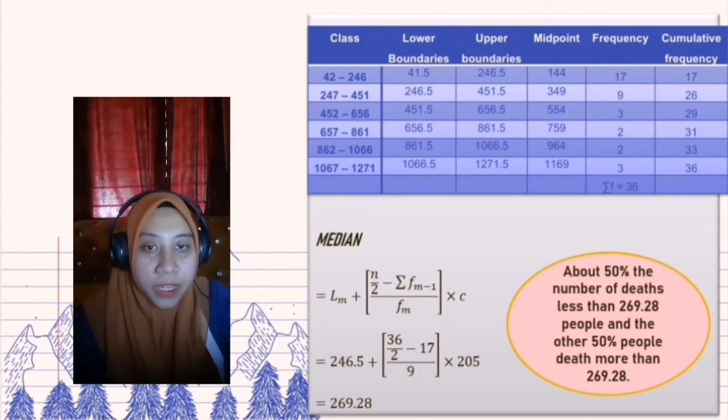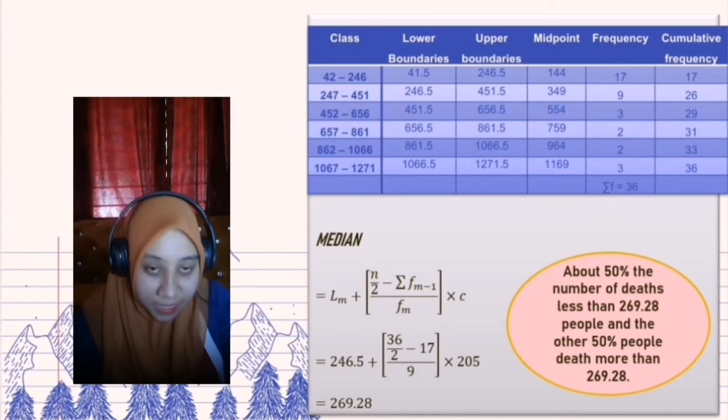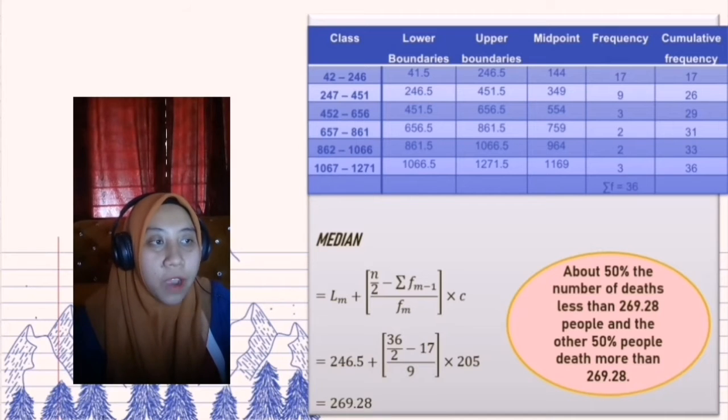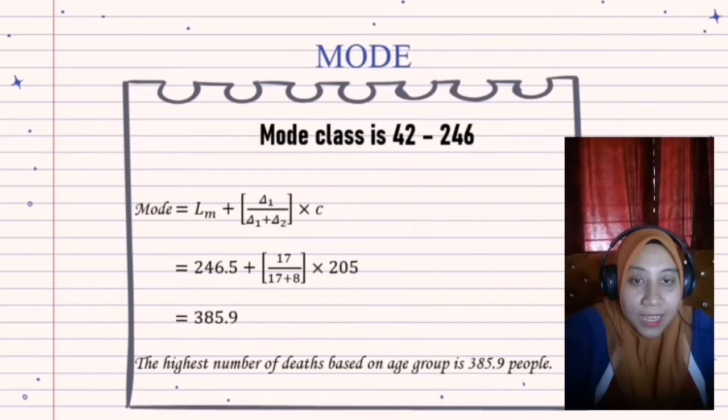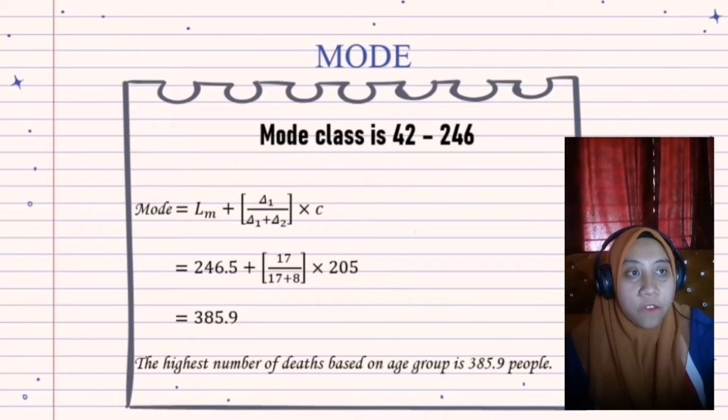After that, we need to calculate the median. I got the answer of median is 269.28. About 50% of the number of deaths is less than 269.28 people, and the other 50% died more than 269.28. Next, we need to calculate the mode. I got the modal class based on the highest frequency. The modal class is 42 until 2046. I got the answer of mode is 385.9. The highest number of deaths based on age group is 385.9 people.